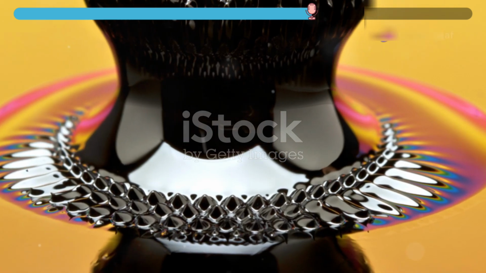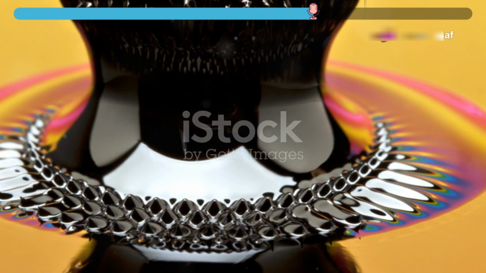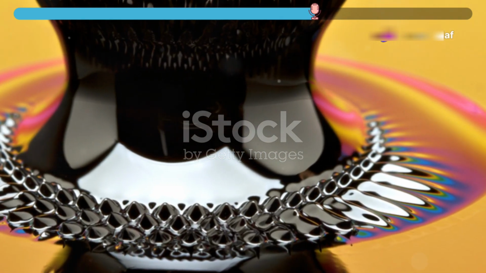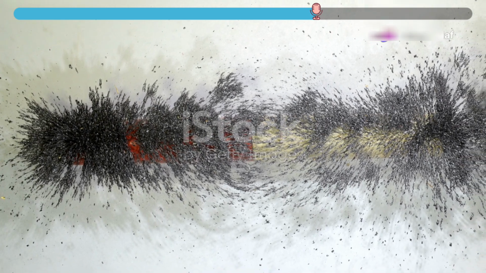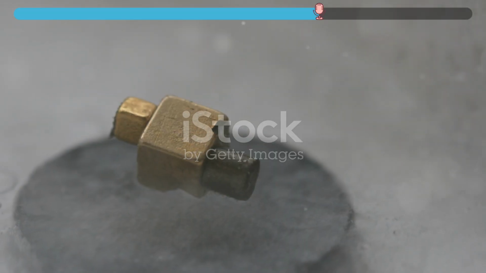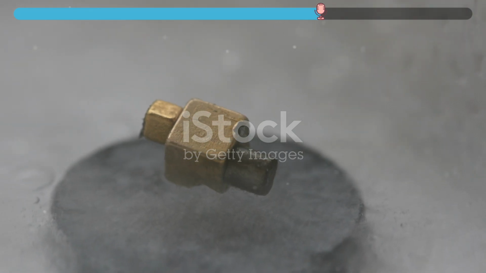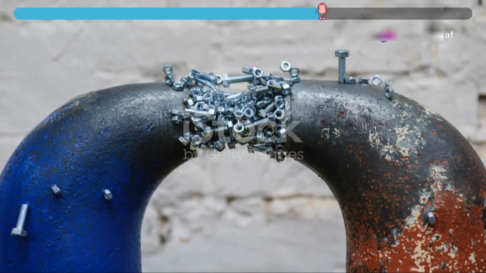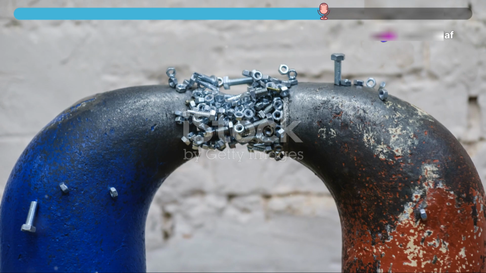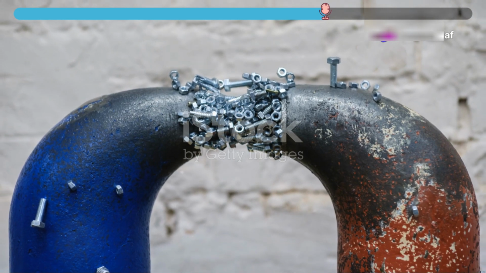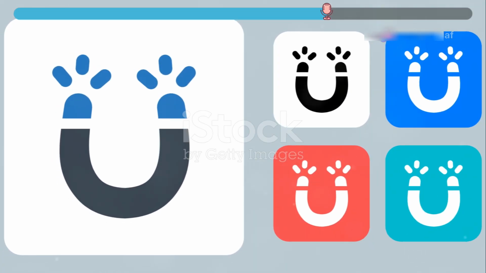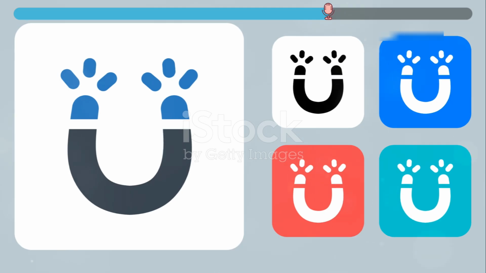In ferromagnetic materials, the magnetic domains, small regions where the magnetic moments are aligned, can become aligned with an external magnetic field, resulting in a strong overall magnetic field. Temperature also plays a crucial role in magnetic properties. For instance, heating a ferromagnetic material above its Curie temperature will cause it to lose its magnetic properties, as the thermal energy disrupts the alignment of magnetic domains.